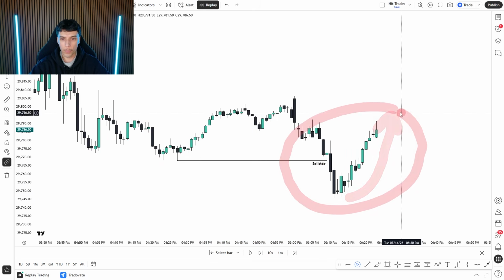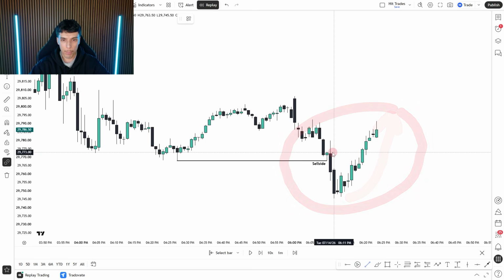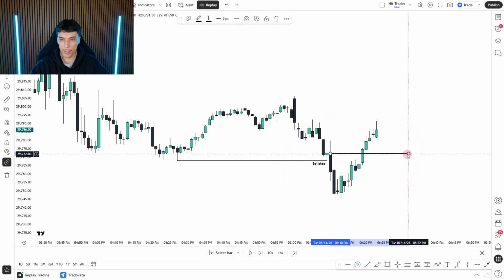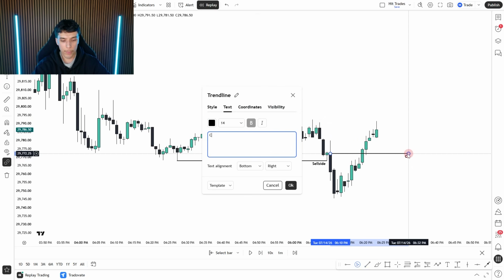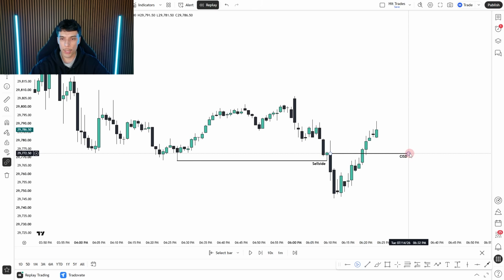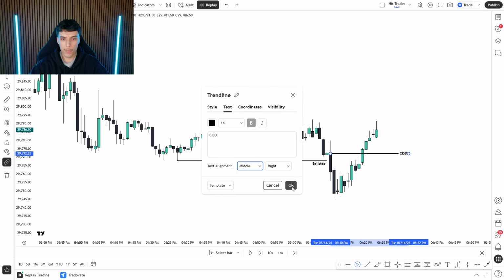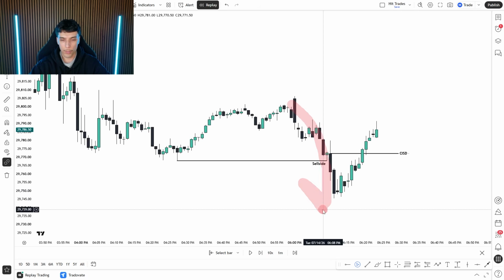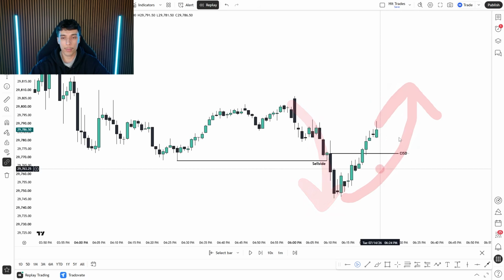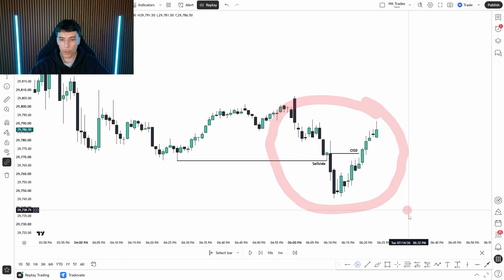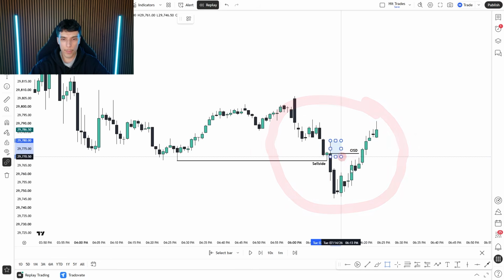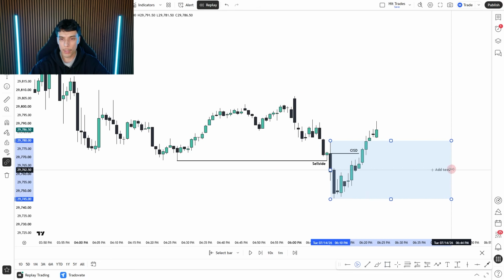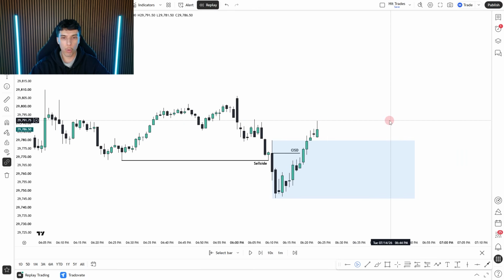Now, why is this important? This forms a bullish change in the state of delivery, which is giving me confirmation of a change in trend. So this lets me know that price has gone from delivering lower to now we should see delivery to the upside. This is also important because your change in the state of delivery forms an order block. So now we have the creation of a bullish order block.